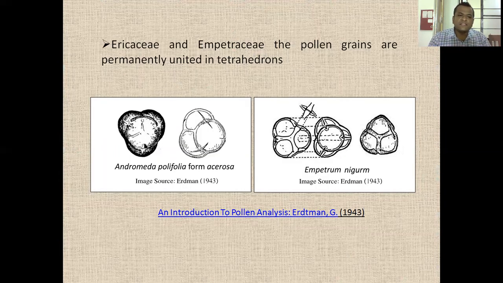Then in some members like Ericaceae and Empetraceae, the pollen grains are permanently united in tetrads. Here I have shown you the image. I have taken this image from a book written by Erdtman in 1943, An Introduction to Pollen Analysis. Okay, here you can see Andromeda polifolia, and this is Empetrum nigrum. Here the pollen grains are permanently united.